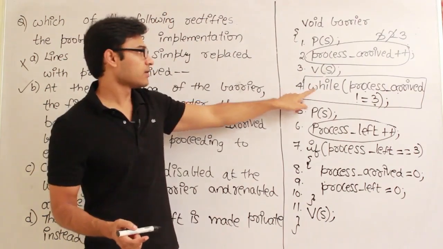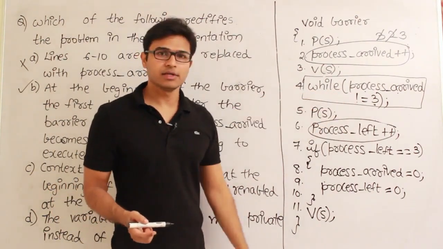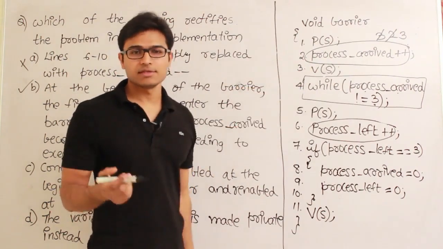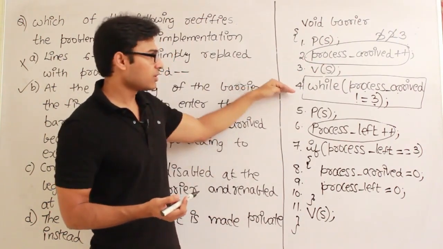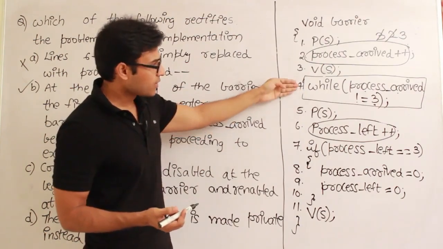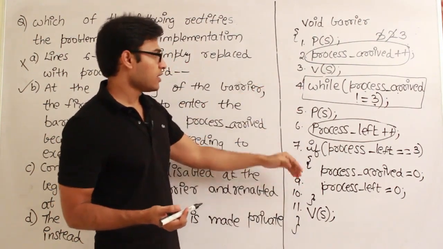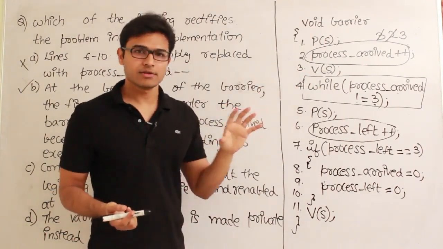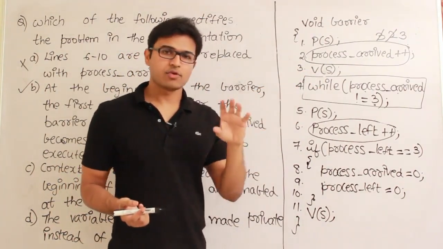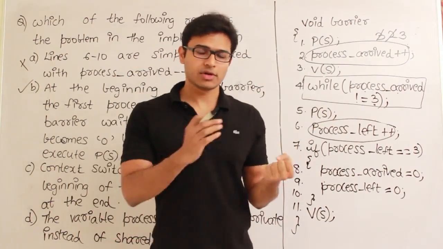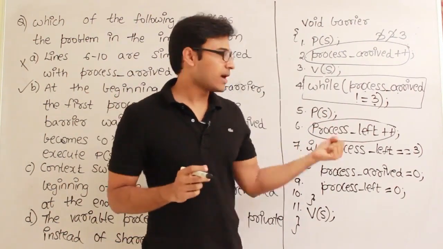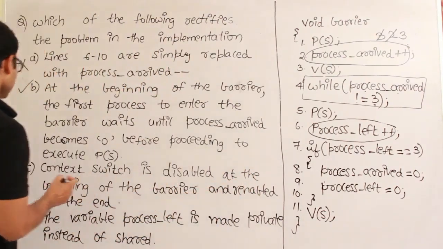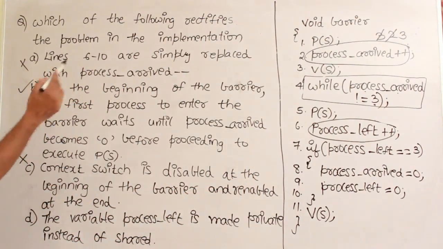It will be stuck here waiting for process arrived to become 3, but then it cannot let any other process come there because it has disabled the context switching. Therefore, only one process will get stuck here and it will never leave the barrier, and so no other process can enter and change the value. So whenever that process is there, it will hold the CPU without giving the chance to any other process, and it will always be stuck there, right? It is dangerous.